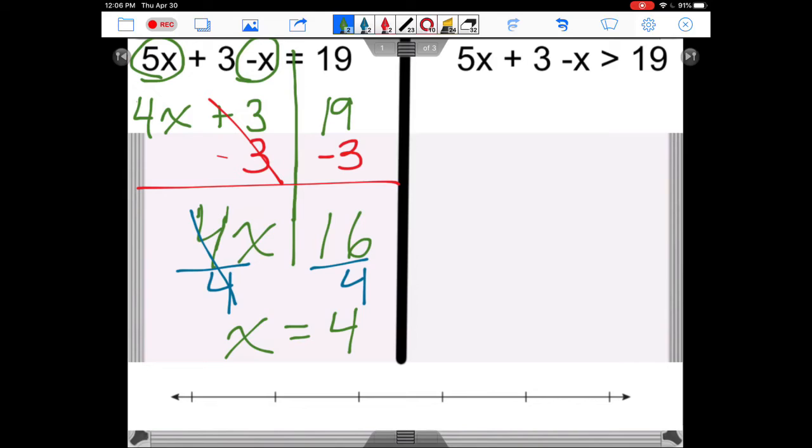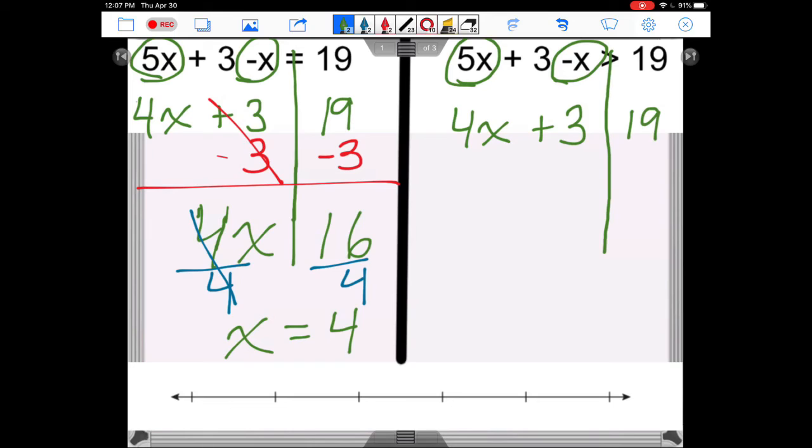Look at the right side with the inequality. We're going to do the exact same thing. There's just not an equal sign. It's an inequality. It's a greater than. So we'll build our line down our inequality, our greater than. But in the same way, we have a 5x and a negative 1x, or 5x minus 1x. And that's going to give us 4x. We still have the plus 3, and we still have the 19.